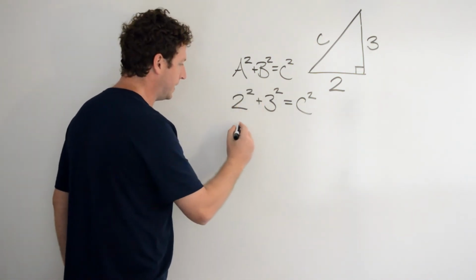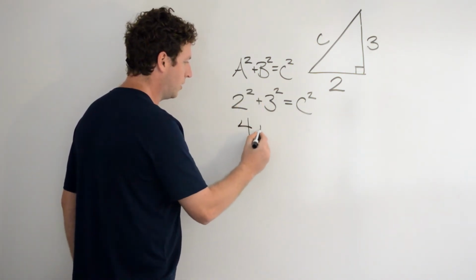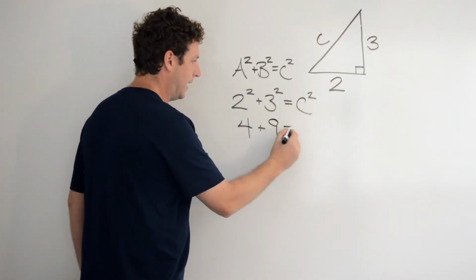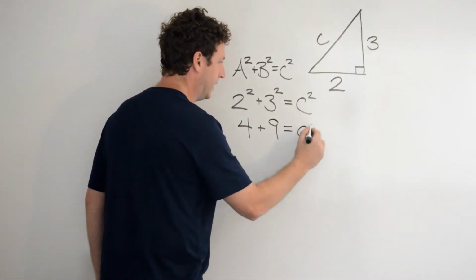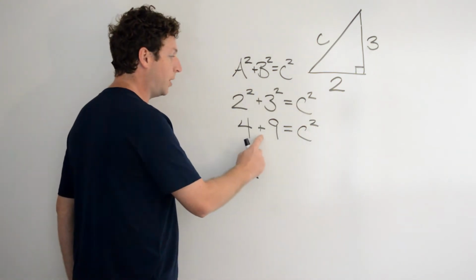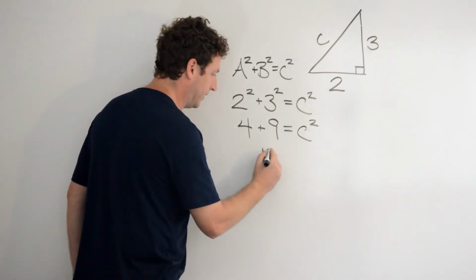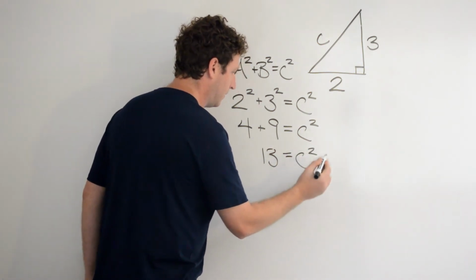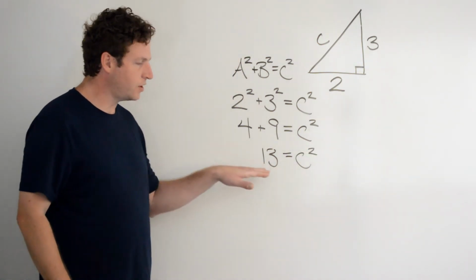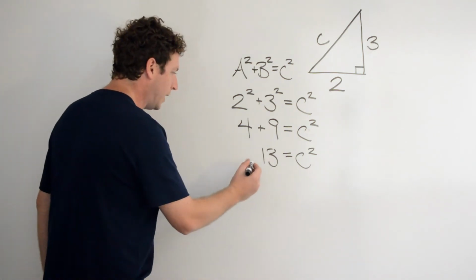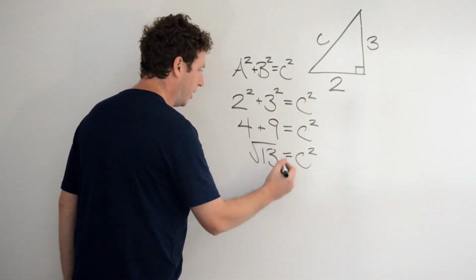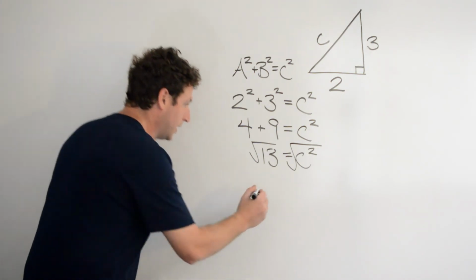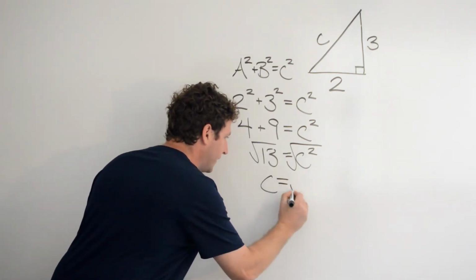2 squared is 4. 3 squared is 9. And that equals C squared. 4 plus 9 is going to be 13. All right, perfect. So C squared equals 13. What happens when we take the square root of 13? Nothing. We're left with the square root of 13.